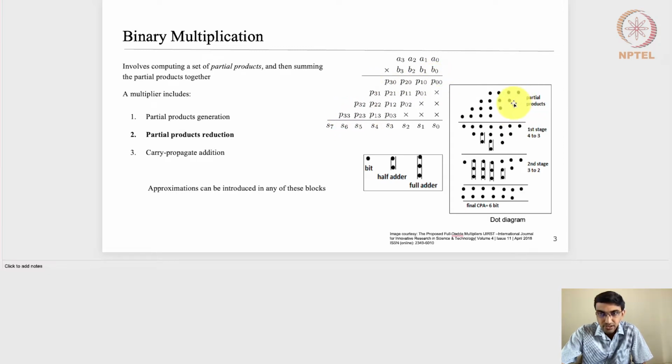The offset, or the empty spaces here, represents that it will eventually be filled with 0, and when it gets added, this dot, which is a partial product, will get added to 0 here. So it will not have any effect, right?